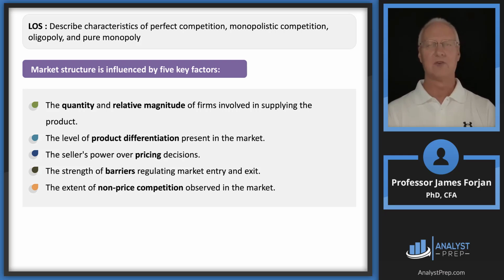All right, 5 key factors. This is a great exam question. So the question stem says something like, here's a market structure, tell me about this, and here are your choices. And so 3 of these could be your 3 multiple choices. So quantity and relative magnitude of firms involved in supplying the product. So think of my snow cone example. We went from having a truck in every space to just one in every corner, to a monopoly, which will be just one truck sitting there, right? So relative magnitude of firms.